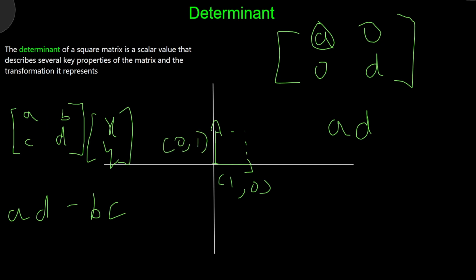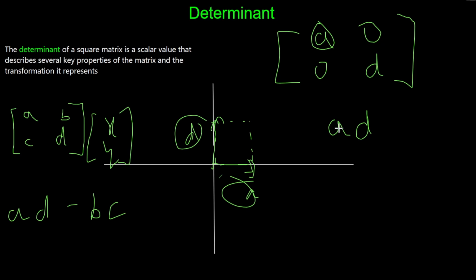Okay, so let me erase this. If we represent that in the graph below, let's say this is A and this is D. After scaling, we'll have this area. The area formula is nothing but length into breadth. That's why we have this A and D. That's where A and D come from in this equation. So it's just the area of the rectangle after transformation.